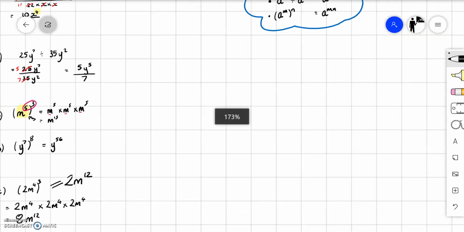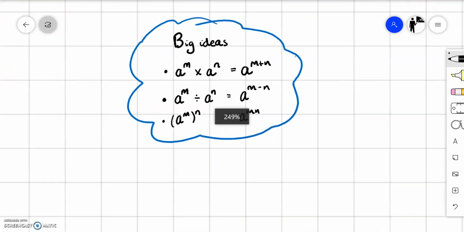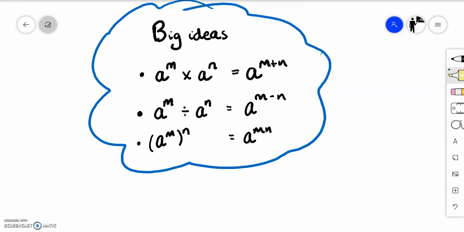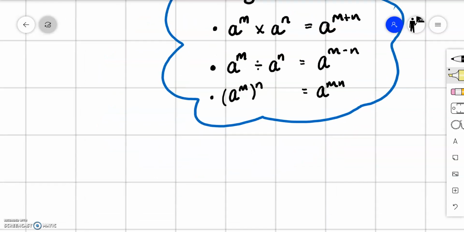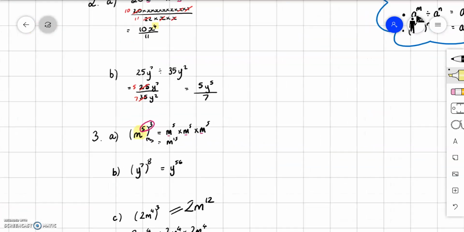Okay, just to summarise the big ideas from this lesson. When we multiply, that means that we can just add the powers. When we divide, we can subtract the powers. And when we've got a power to a power, we can just multiply them. Okay, so those are the big ideas of this lesson.